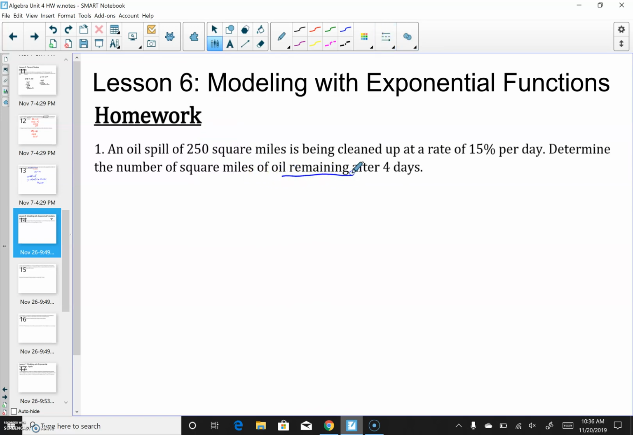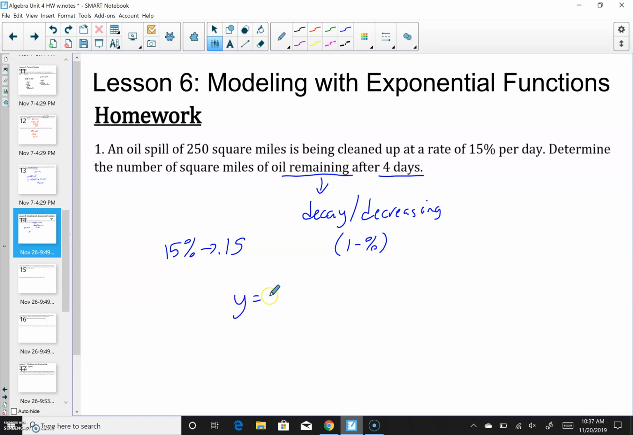So if we're looking at how much is remaining after 4 days, that is going to be our decay, or our decreasing function. So in that case, we're going to be 1 minus our percent as a decimal. So the first thing we're going to do is look at our percent and convert that to a decimal. You can either divide it by 100 or move the decimal place 2 spots to the left, and it gives you 0.15. So our formula is going to be y equals, we're starting with 250.